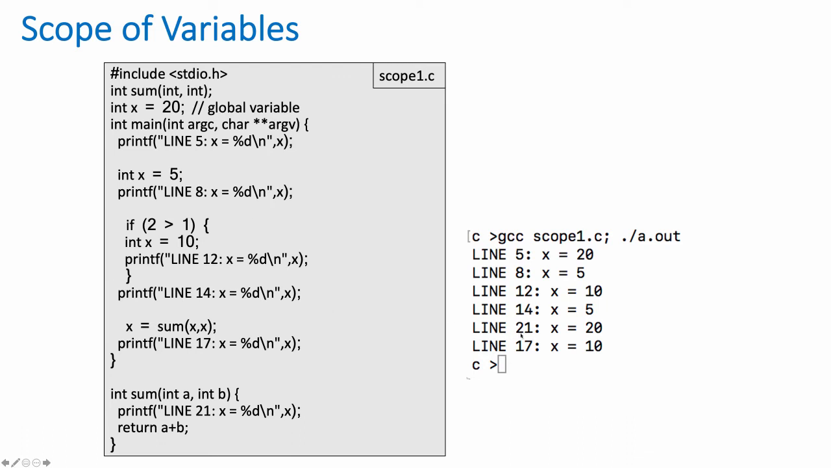Next up is line 21. Line 21 is coming because I've invoked sum. Here we have sum. The x is not a variable argument, it's not defined in here. So what x is going to print out is this global variable. That's that 20. And then finally line 17, I've just changed x here. I've made it now x plus x, which is 10. So now x is 10.